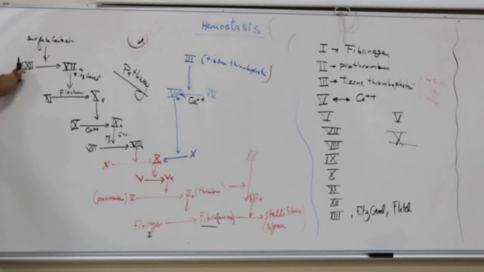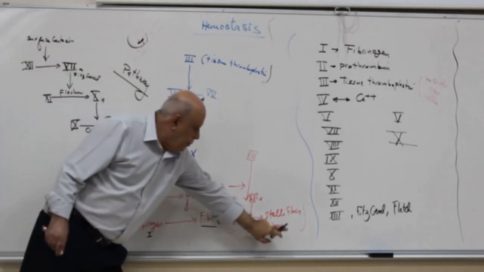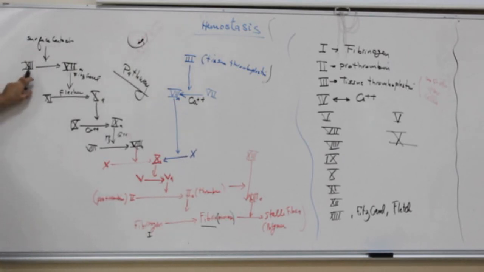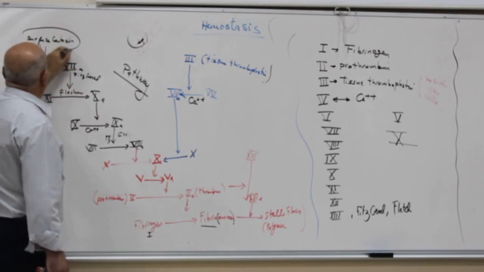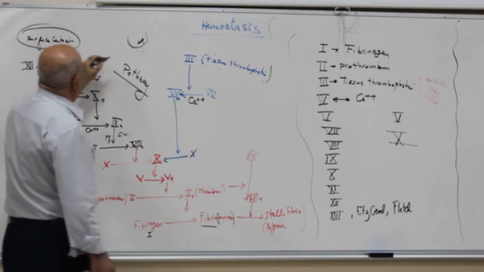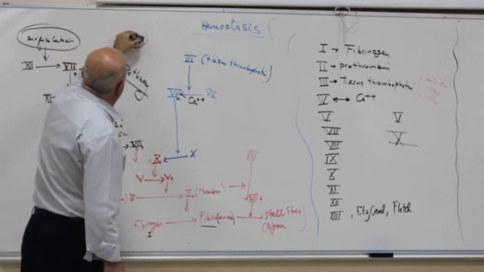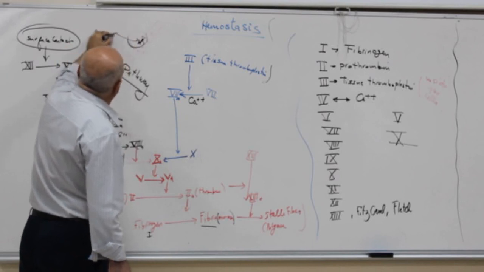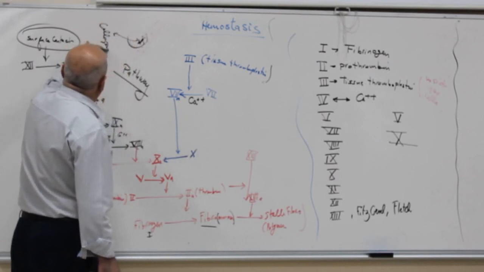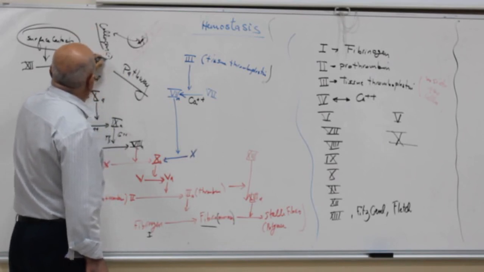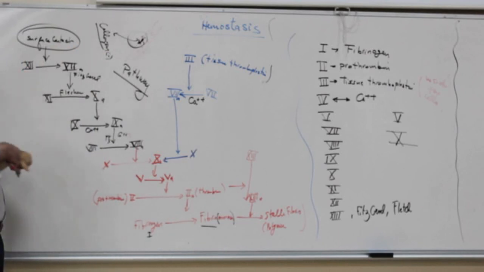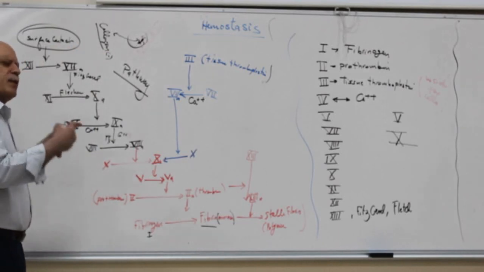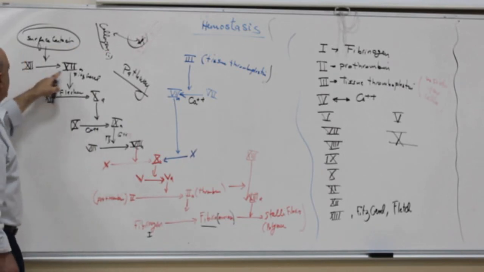Now, the second pathway leads from factor 12 to fibrin clot. Factor 12 is activated to factor 12A. How does it activate? By surface contact. When the vessel is damaged, as I told you earlier, it exposes collagen. Collagen is negatively charged, and the collagen activates factor 12. So without damaged vessels, without exposing the collagen, factor 12 will never be activated.